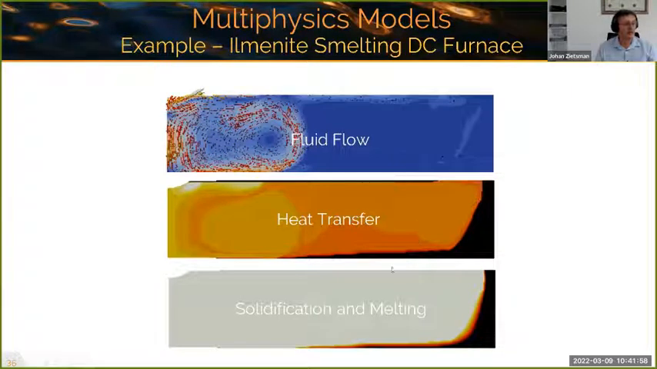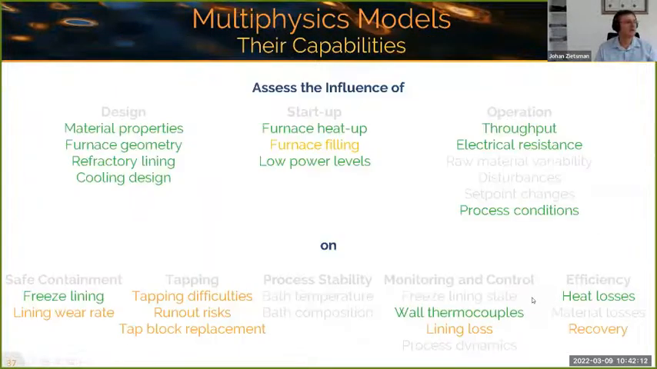And on top of all of these things, we can see that we form this interlayer that we are well aware of, that does form in an ilmenite smelting furnace under certain conditions, and we can establish a slag freeze line. Now these models, we can use them to study even more aspects and answer more questions.